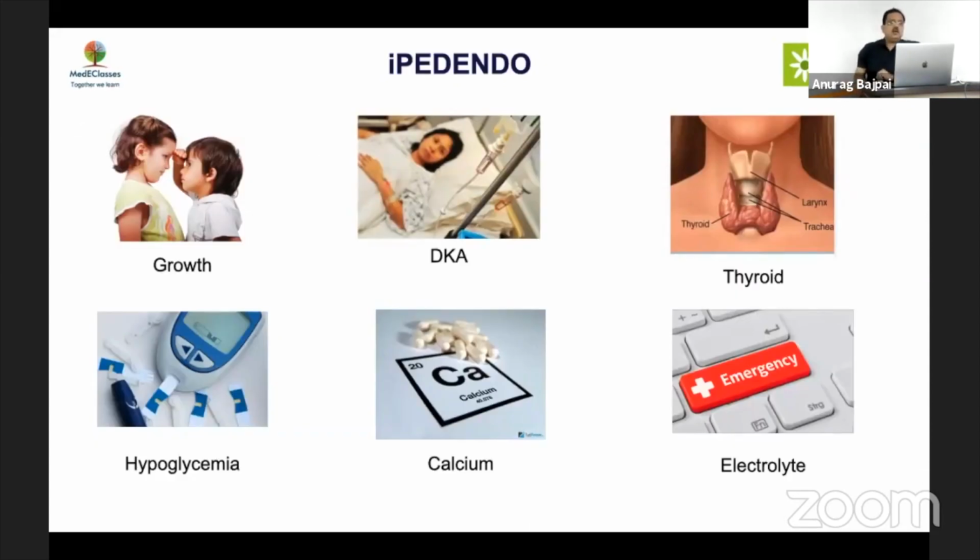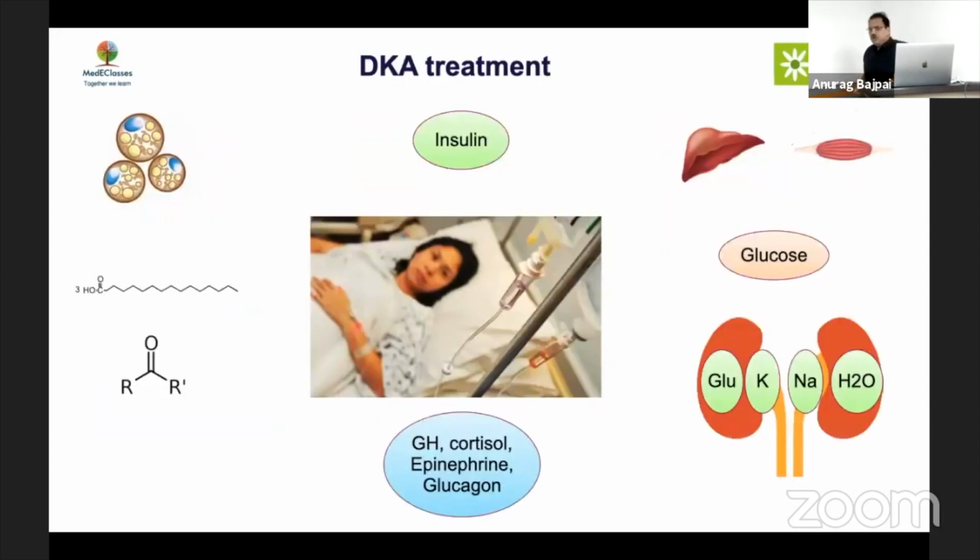And that's where DKA becomes important. Now, when we talk about treatment of DKA, there are various components of treatment. What is the most important part of treatment of DKA, Simon? So the first part, dehydration. So fluid. Fluid is the most important part.